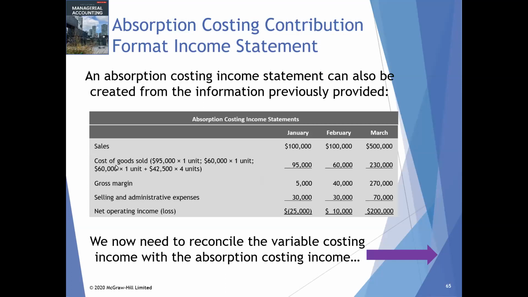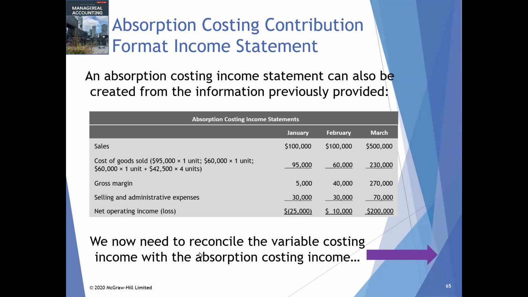Okay, so sales, this is the cost of goods sold. What is the cost of this? So 1, then 1 and a 4 here, that we have calculated as the cost of goods sold. Margin will be this much, and selling and administrative expenses, that is 30,000, 30,000, and 70,000. Now we have a net operating loss of 25,000, 10,000 profit, and 200,000 profit.